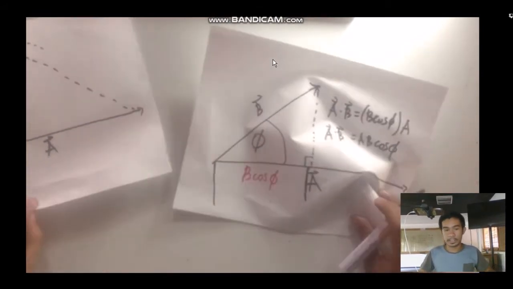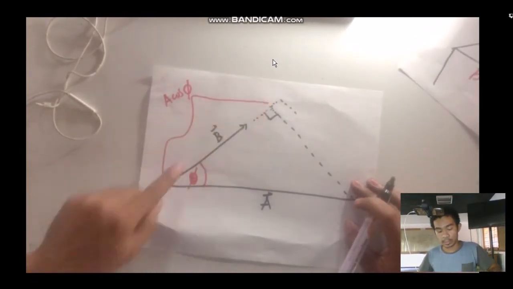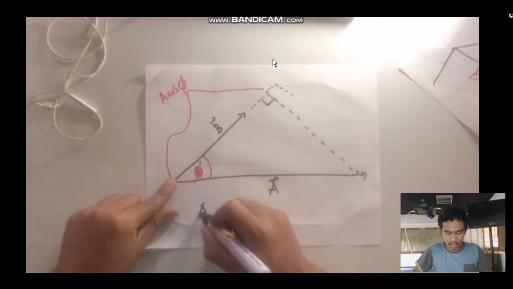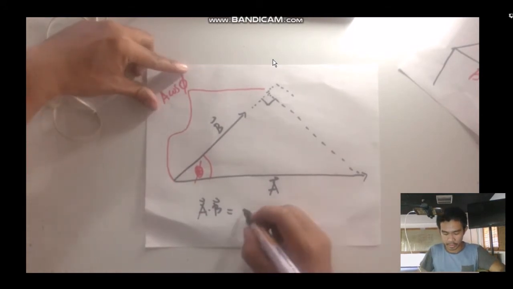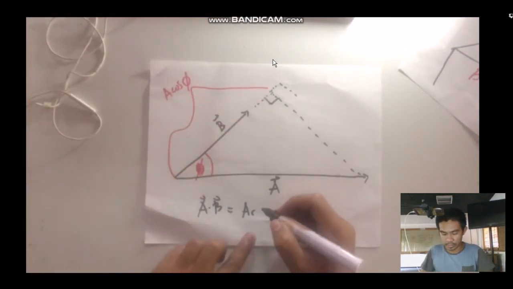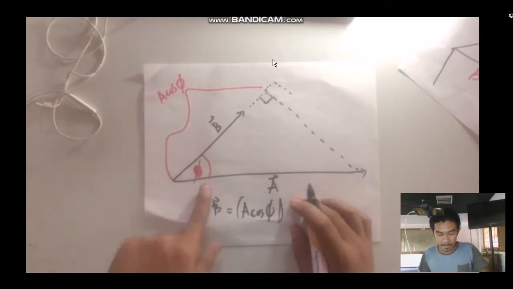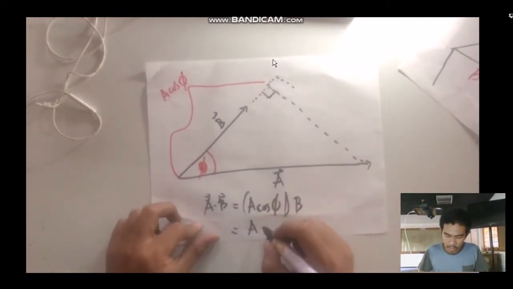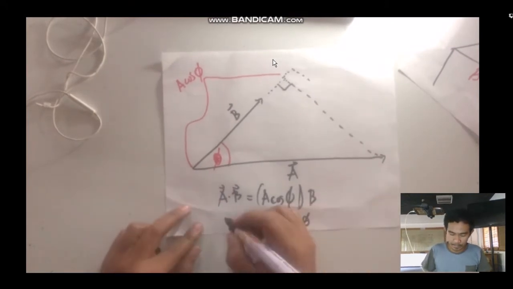If we consider the component of vector A projected onto the direction of vector B, then the scalar dot product, vector A dot vector B, is defined as the projection of vector A, which is A cosine phi, times the magnitude of vector B, which is B. So still, magnitude of A times magnitude of B cosine phi.